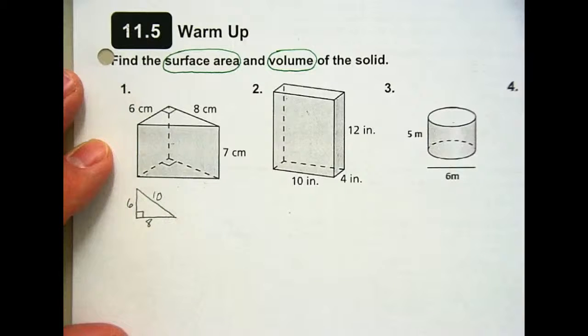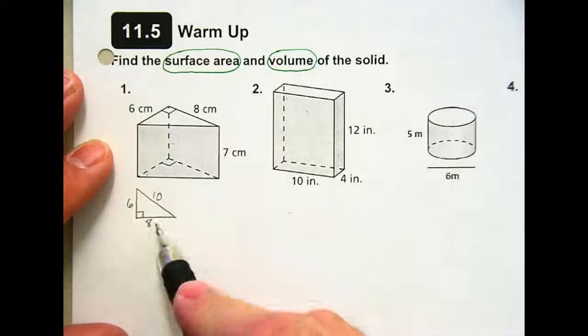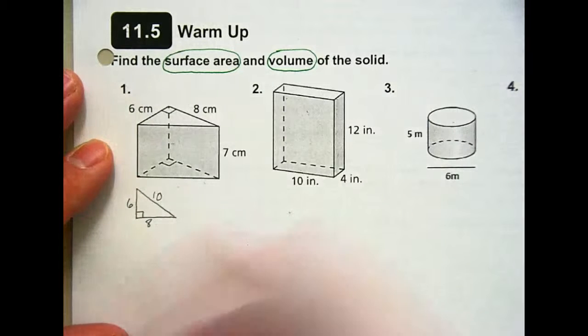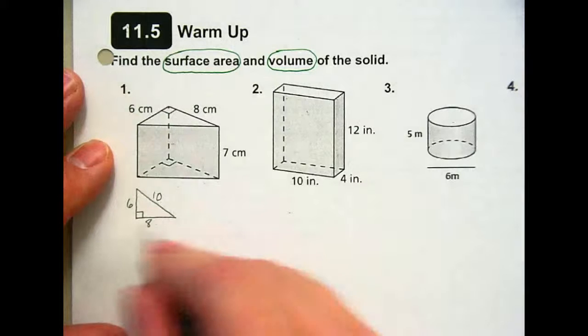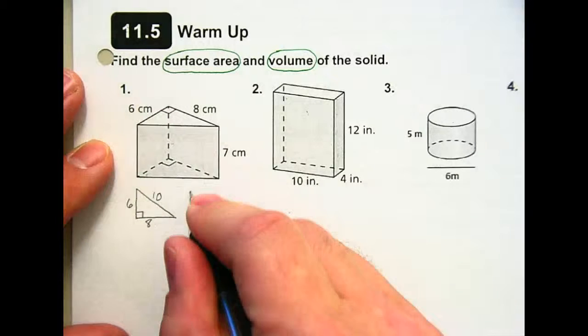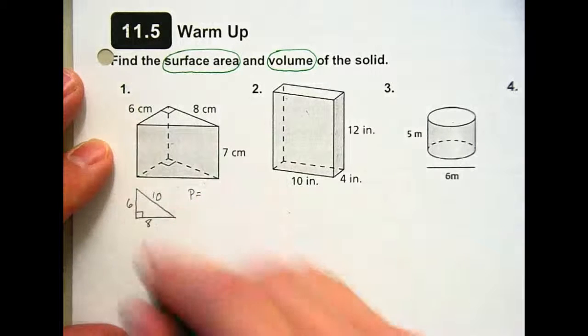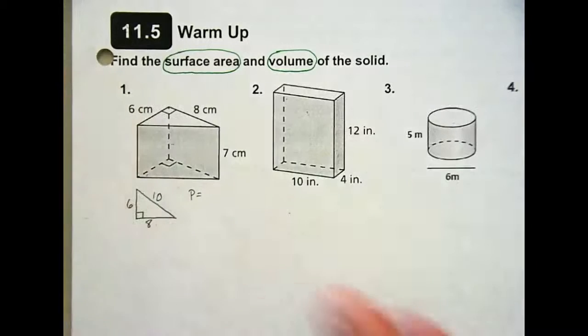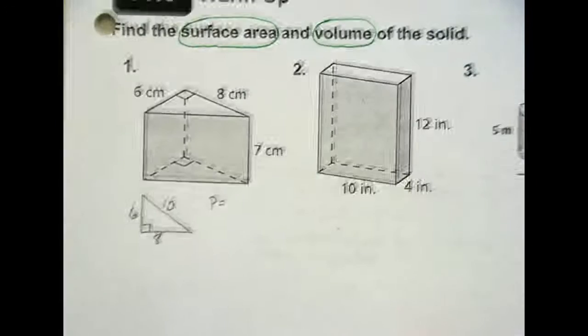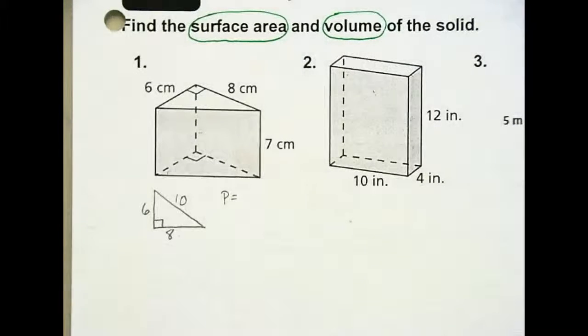Everyone agree? 6, 8, 10. A squared plus B squared equals C squared. 6, 8, 10, it's a Pythagorean triple. The perimeter of this base is, what is that perimeter? 24. Good. You add them all up, you get 24. 6 plus 10 plus 8, 24.